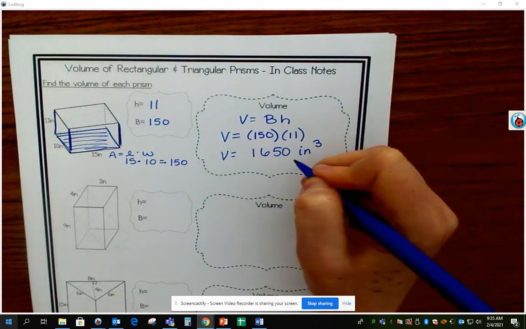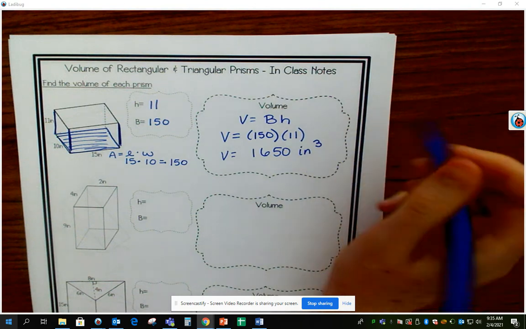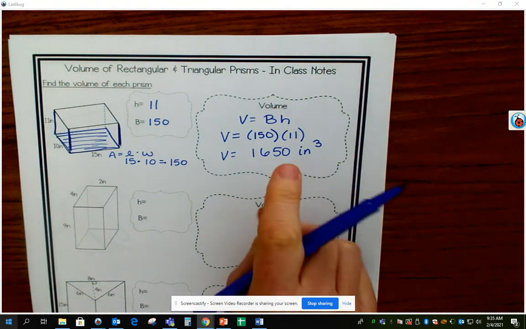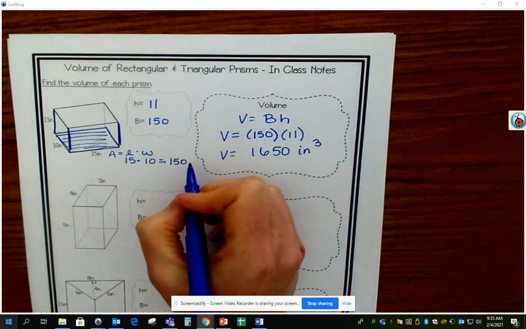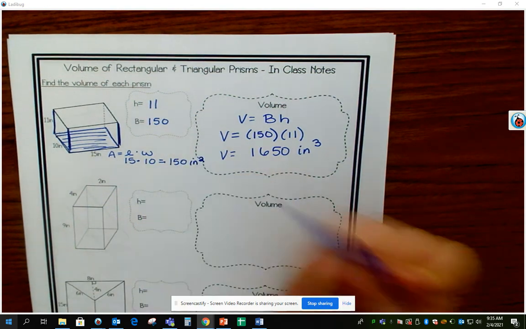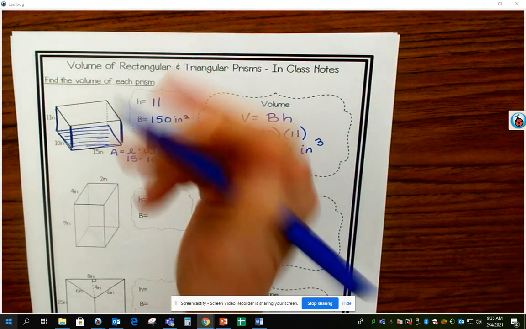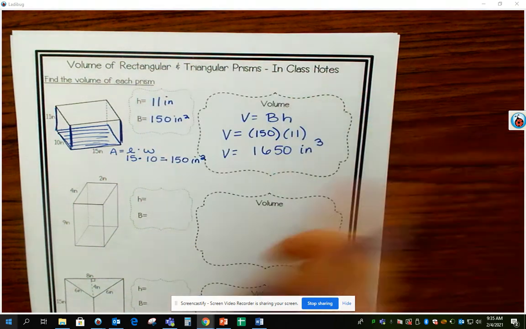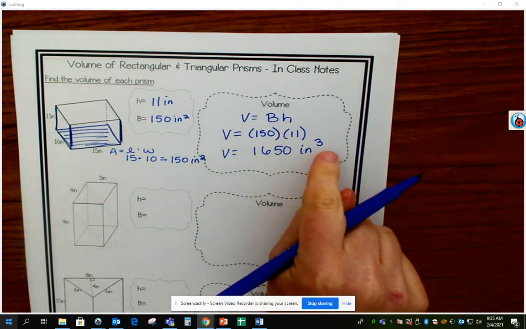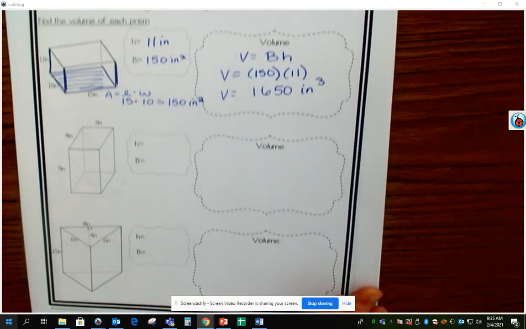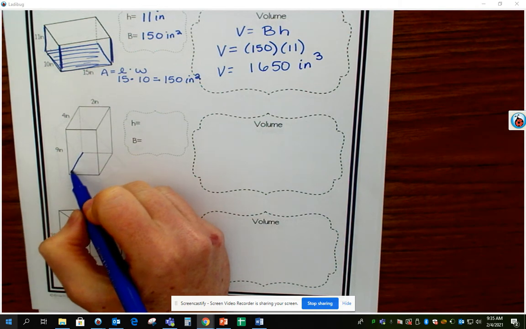Remember, area was in squared units. This is in cubed units, or units to the third power. Okay, because we multiplied inches by inches here, area is in inches squared. So this is inches squared, and then the height was in inches. So when I multiply inches squared times inches, I add those exponents and I get 3 altogether. Okay, so my next one, I'm going to choose this bottom as the base.